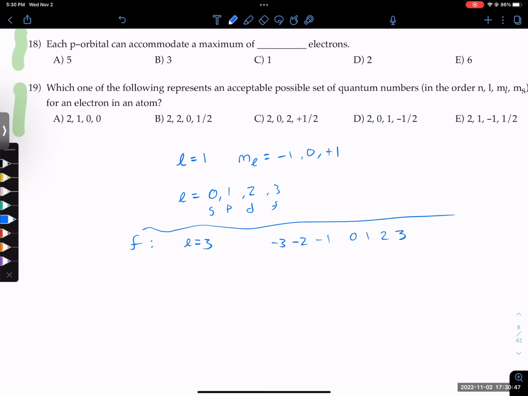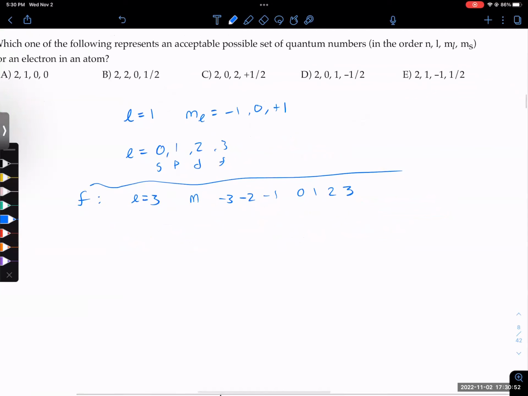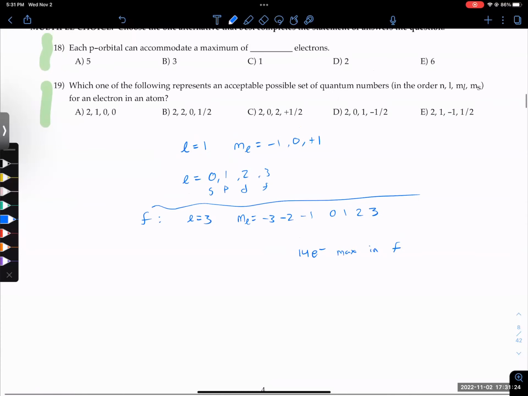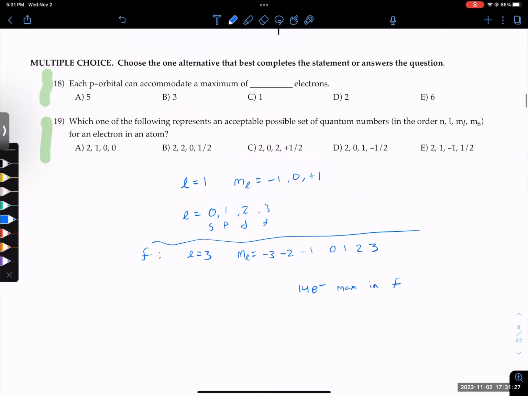So there's 7. How many orbitals are there based on these values for m sub L? 7 orbitals, and each one can hold how many electrons? 2, right? So we have 7 orbitals, each one can hold 2, so the maximum number of electrons that can be found in an F subshell is 14. In any F subshell, that can be your 4f subshell all the way to your 100f subshell, but we don't see those in real life, right? So the answer to this one is D.